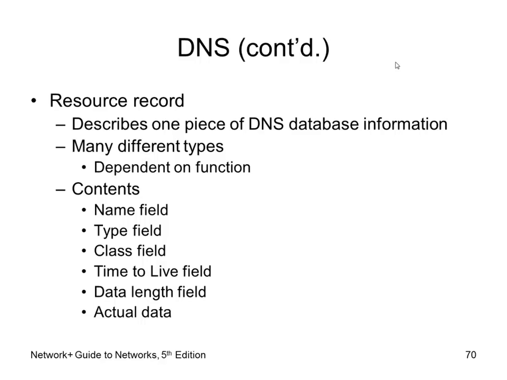All right. A resource record is one piece of the database information, with many different types depending on the function. I showed you one a second ago. I showed you an A record, which is also called a host record. Okay? A host record keeps information on a specific host. It can have the name, the type, the class, the time to live. There's just a lot of information that can be in there. Depending on the type of record it is, there could be more.